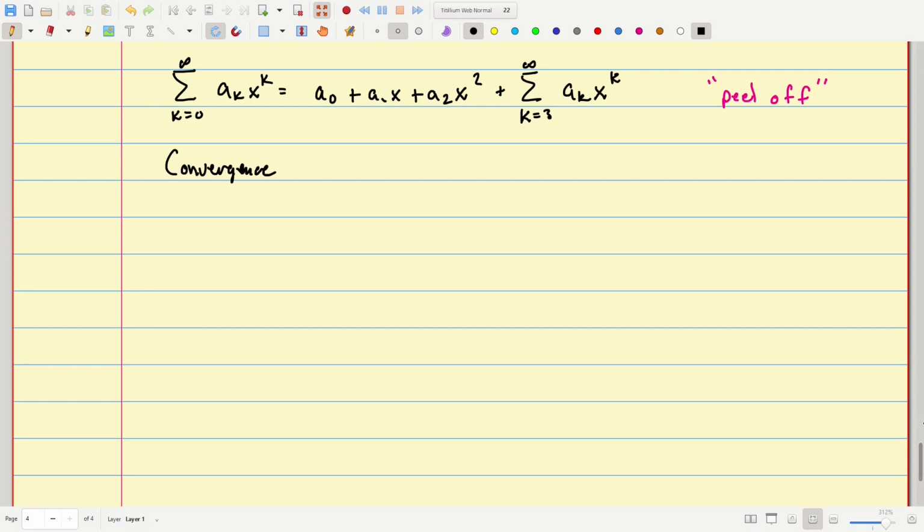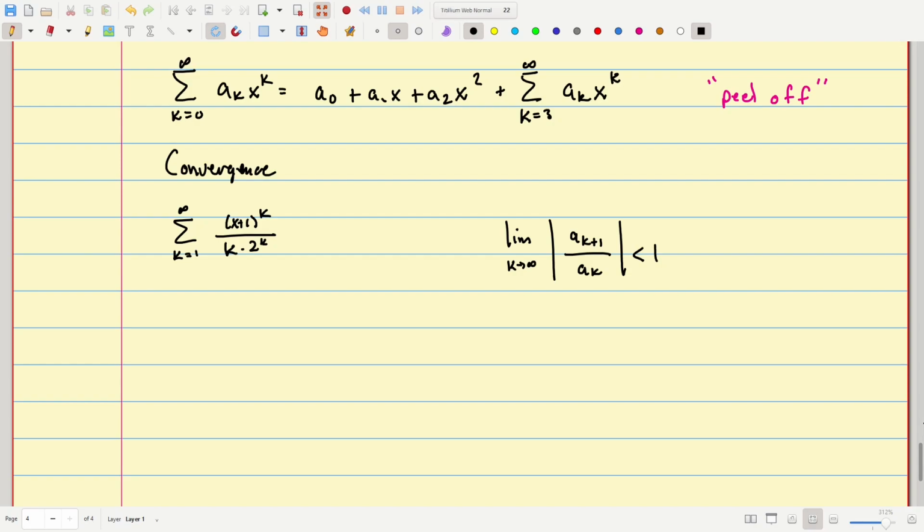So if we're going to talk about convergence, specifically absolute convergence, let's take the series, the sum from 1 to infinity of x plus 1 to the k power, and then in the denominator, we're going to have k times 2 to the k. All right. The ratio test says that we want this to be less than 1.